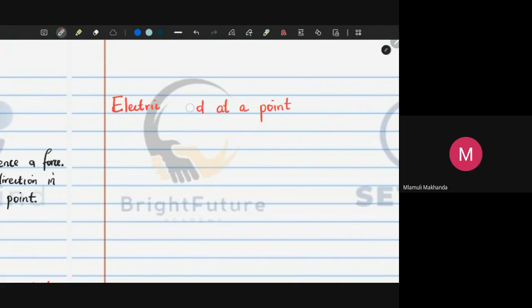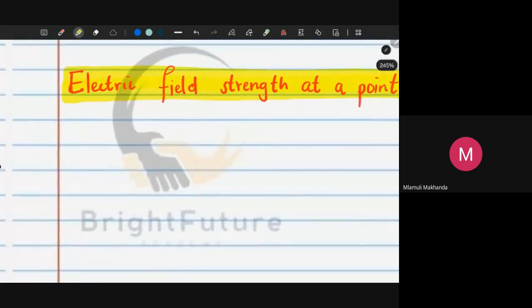Sorry, not electric field at a point, electric field strength at a point. This is another definition that you must know. They may seem similar, but they are slightly different. That's why it's important to mention this distinct difference.